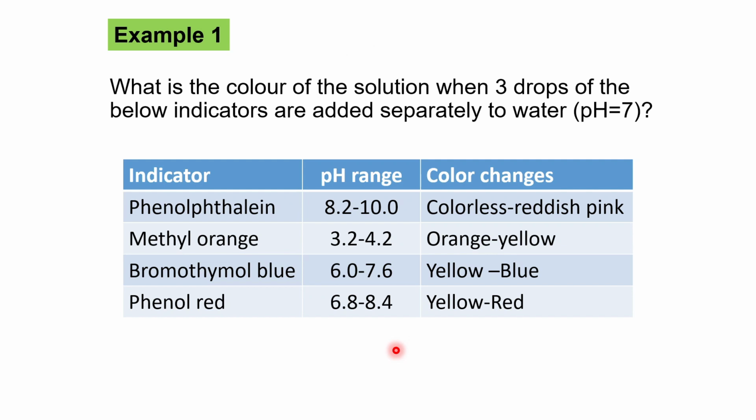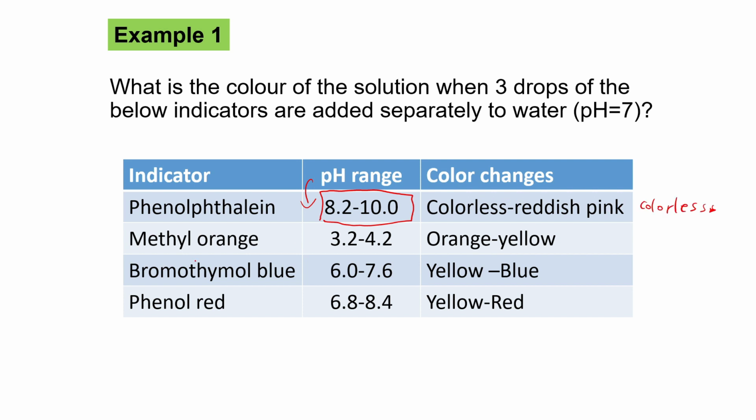So okay, for example, what is the color of the solution when 3 drops of indicator below are added to water? So kita tahu pH of water 7. So kalau untuk phenolphthalein, pH range ialah 8.2 until 10. So 7 di mana? 7 before 8. So apa color solution tu kalau dia pada pH 7? So meaning dia ada colorless.